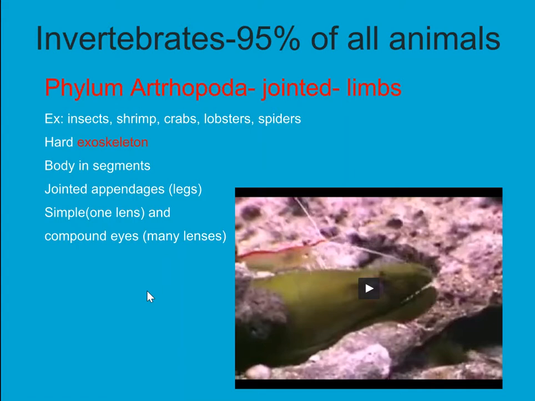Insects, shrimp, crabs, lobsters, spiders. They have a hard exoskeleton, body in segments, jointed appendages, simple one-lens or compound many-lens eyes.